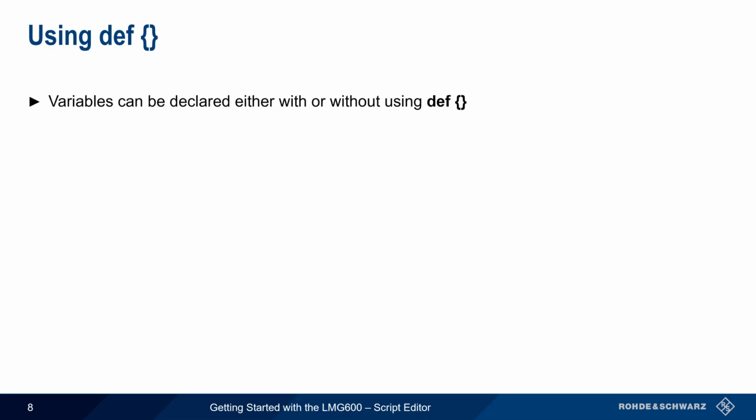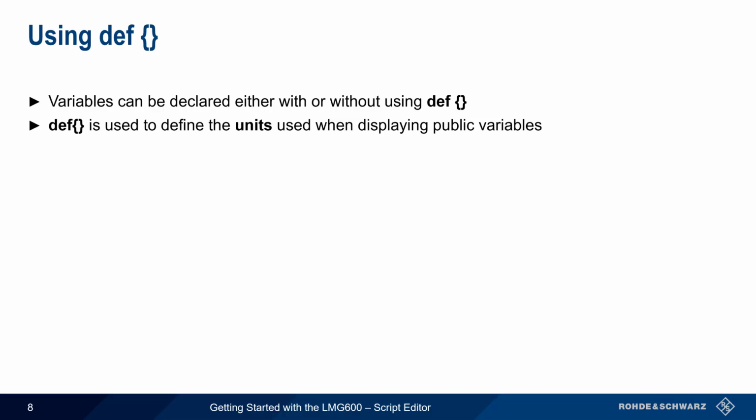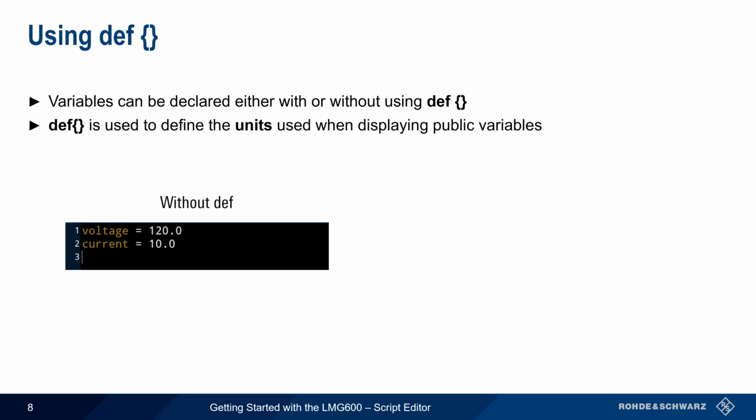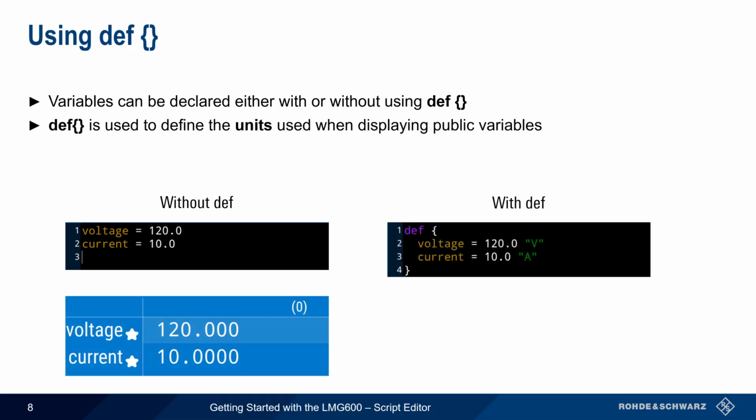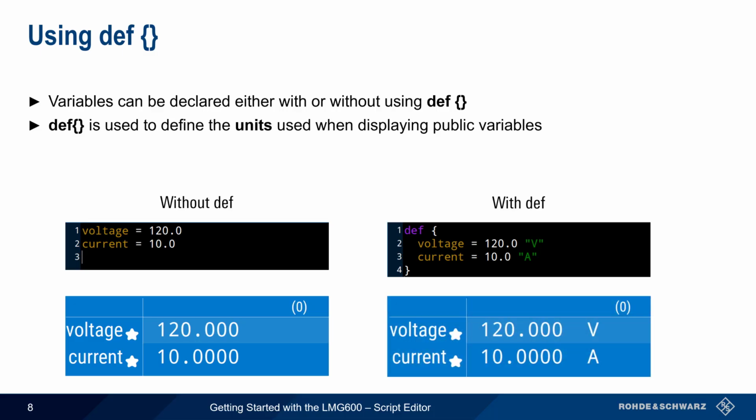Variables can be declared either with or without the def function. The def function is used to define the units used when displaying public variables. For example, if we simply declare variables without using def, these values will be displayed without any units. On the other hand, if we use the def function when we declare, these variables will be displayed using their units, here volts and amps. Note too that declared variables may also be initialized with values within the def block.